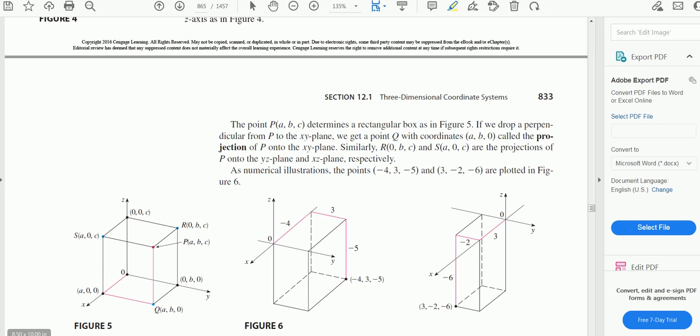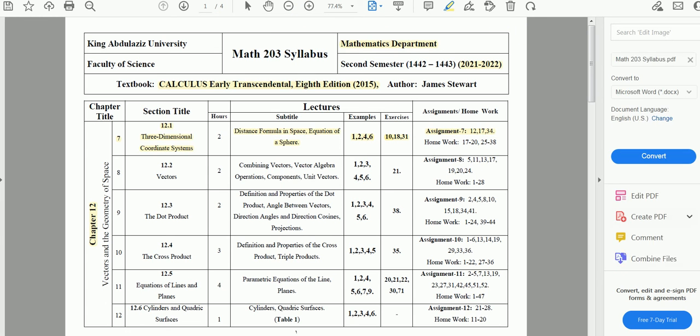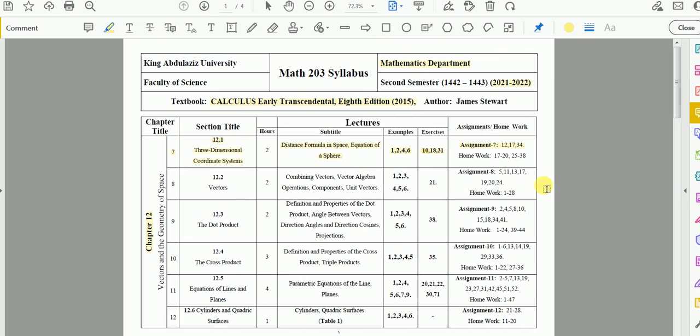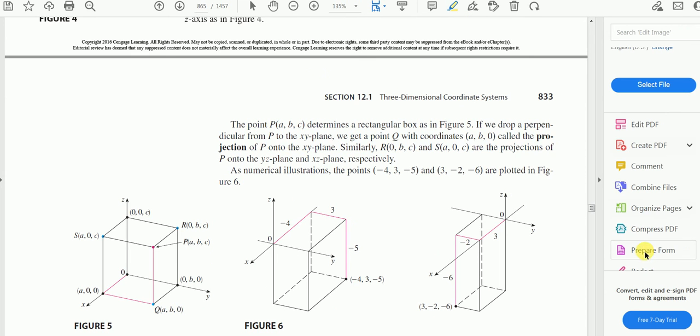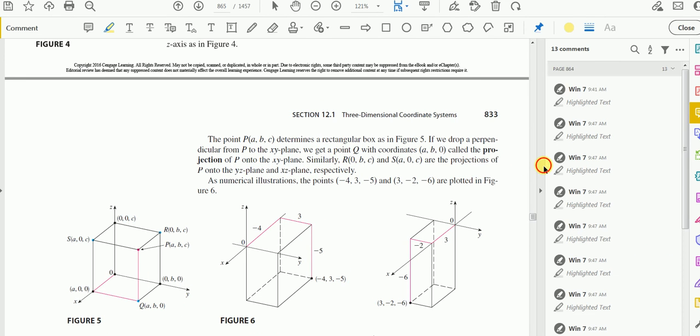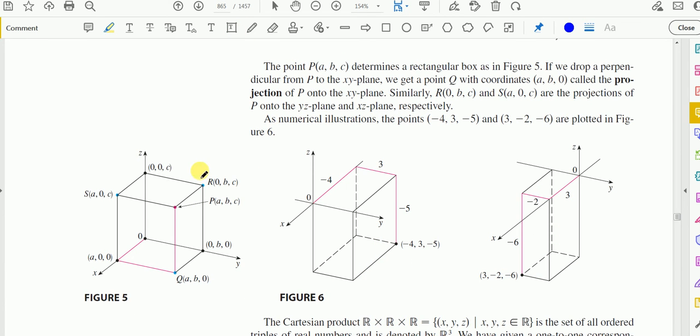The requirement is: John, what is the distance formula in space? When you talk about space, you need to think about what? Three dimensions. You have a distance formula. What I was trying to ask you is something like this: if they ask what's the distance between, let's say, this coordinate and this coordinate?